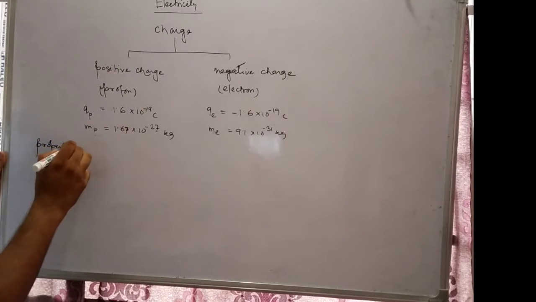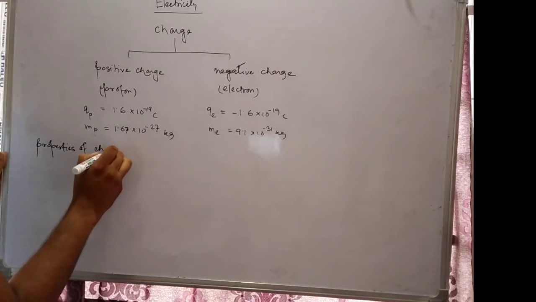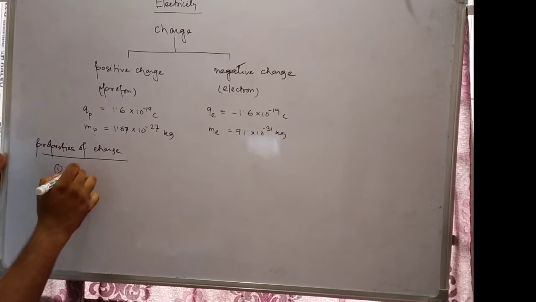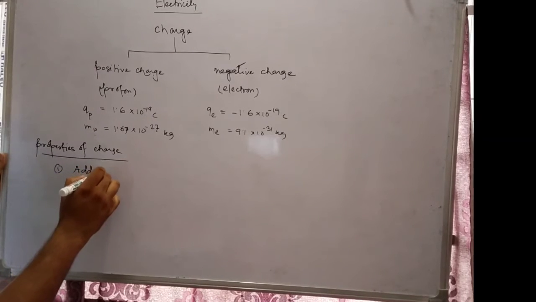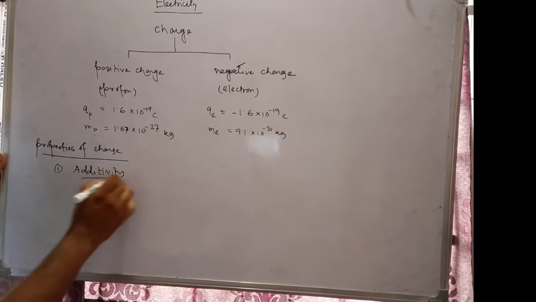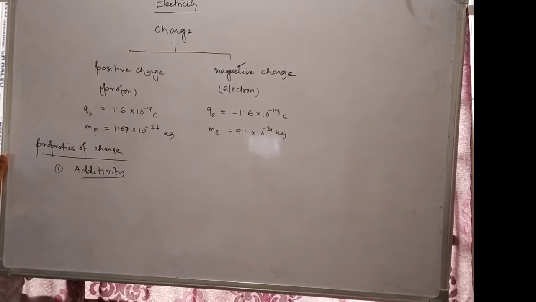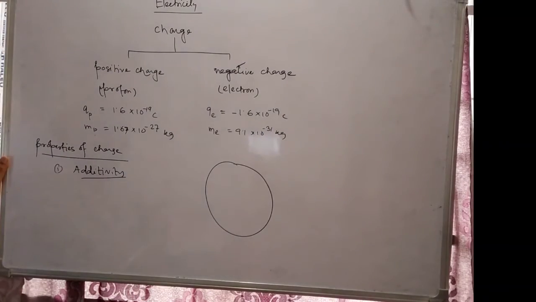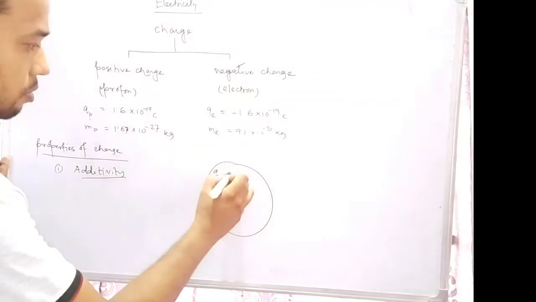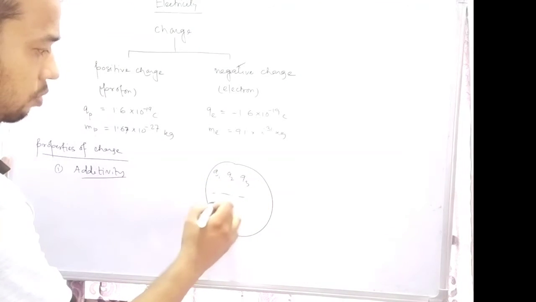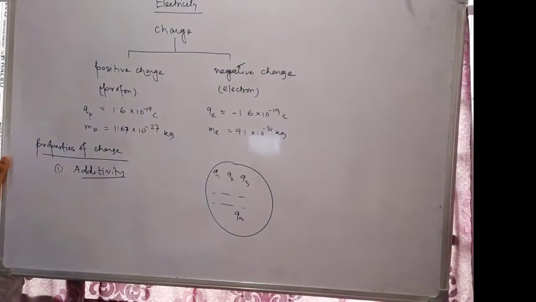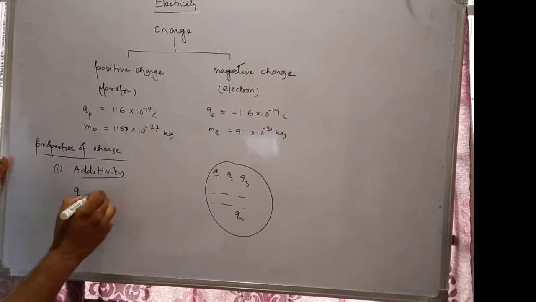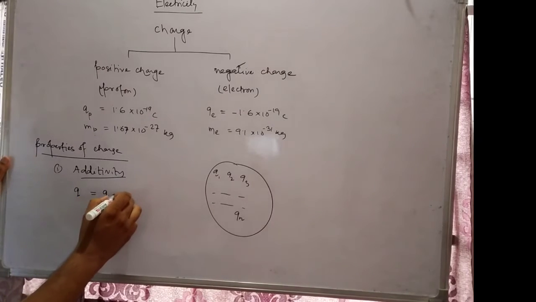There are a few properties of charge. Our first property of charge is additivity. According to this property, suppose we consider a system, and in this system there are n number of charges, Q1, Q2, Q3 up to Qn. In that case the total charge of the system is equal to the algebraic sum of all the charges.